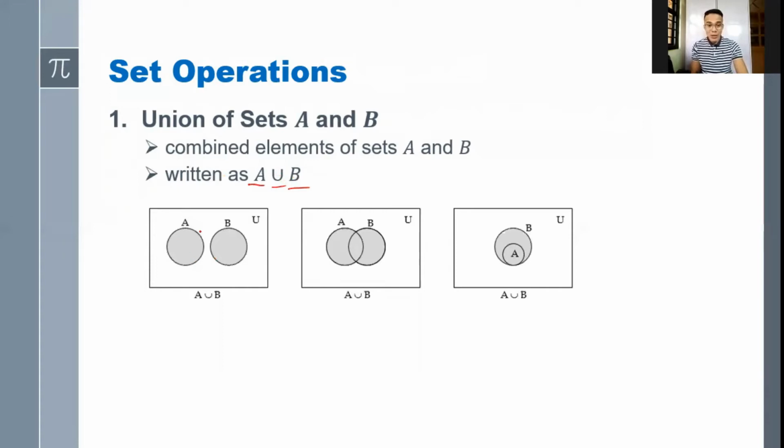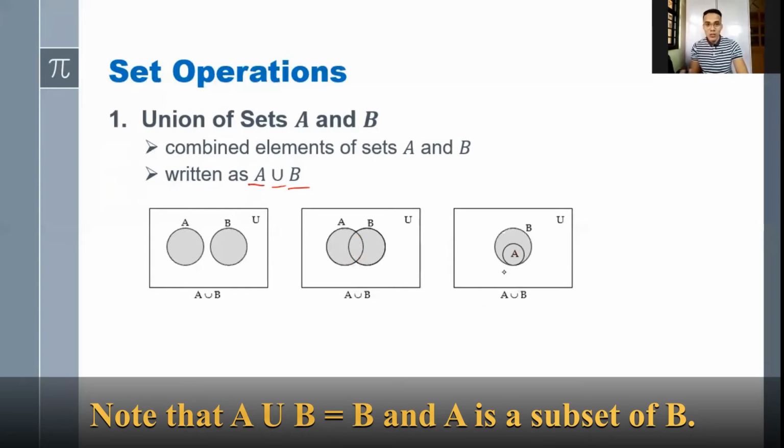So we have the following diagrams. The shaded region in this first Venn diagram is the combination of sets A and B, or we say A union B. Second figure, the shaded region is still the combination of sets A and B, or A union B. Third figure, it's still the combination of sets A and B, or A union B.